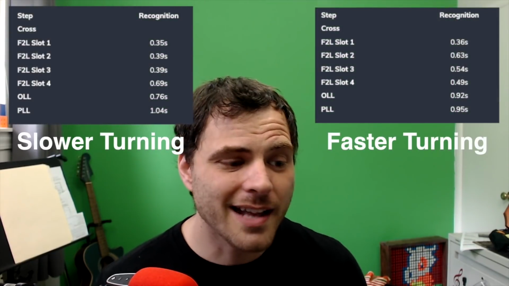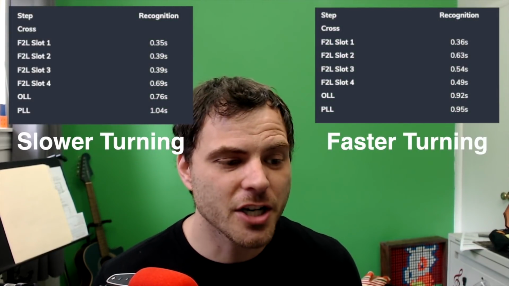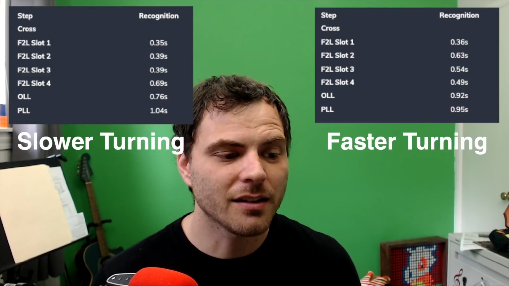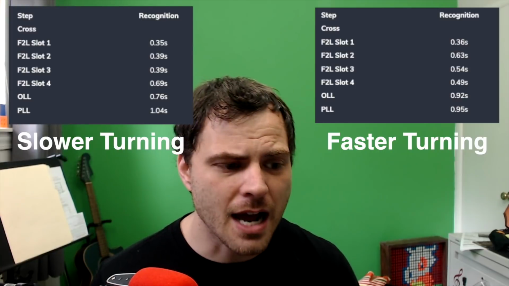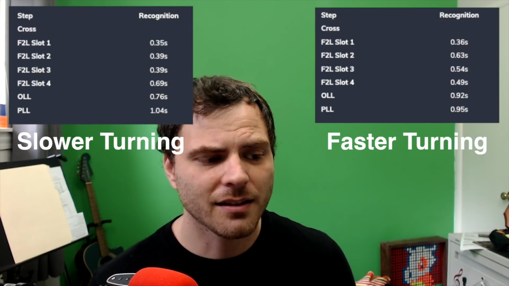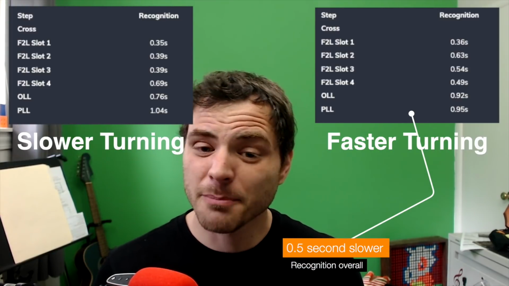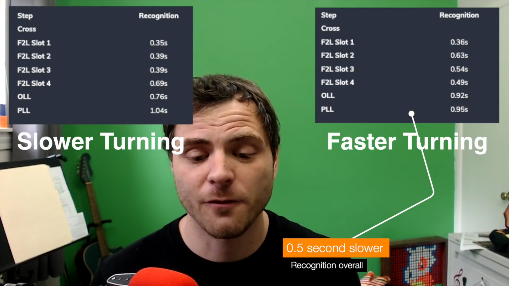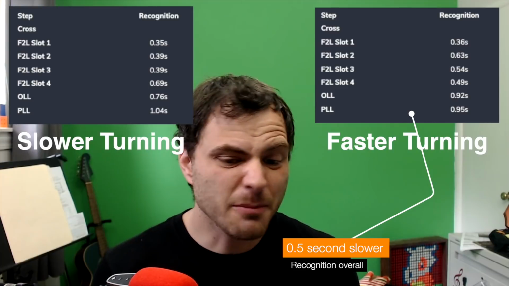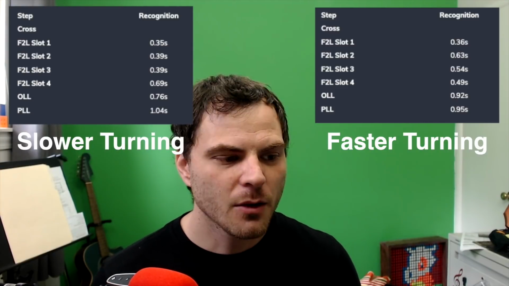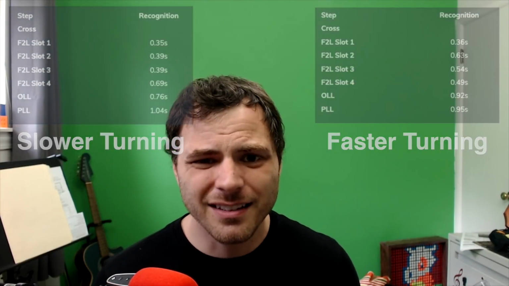So if we look at the slower turning, my recognition for F2L cases is under half a second, a little bit around 0.39. And then during the last slot in OLL and PLL, it gets above half a second to 1 full second for PLL. If we look at my faster turning, it is about double for F2L cases. What's interesting is OLL is a little bit more, but PLL is less.